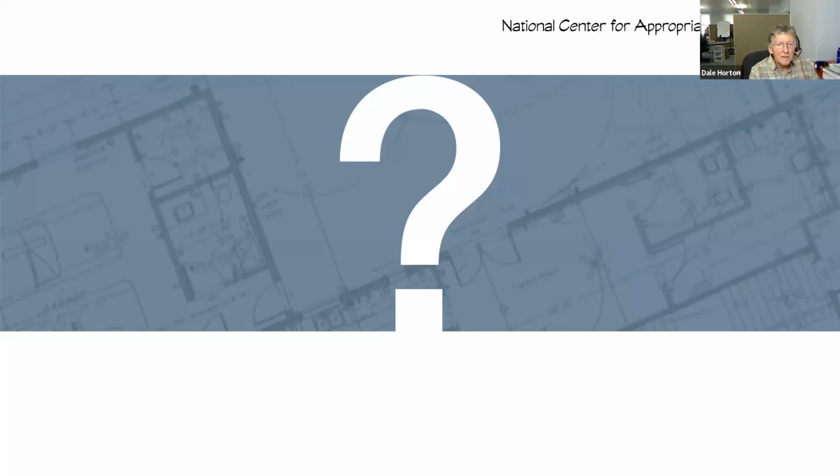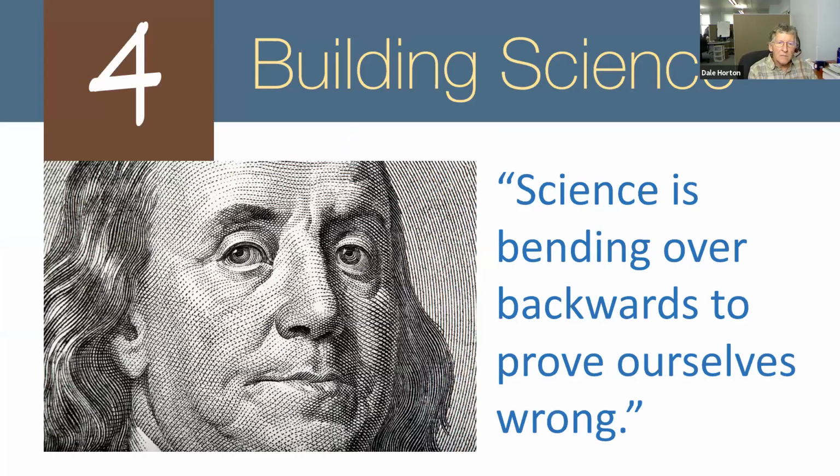So let's charge ahead. This is a question for Paul. I'm picking on Paul Cheetah with Montana Department of Environmental Quality, just because I can. So is this something Ben Franklin said? Science is bending over backwards to prove ourselves wrong. He's shaking his head. And once again, Paul is spot on. That was actually Richard Feynman, the physicist, who said science is bending over backwards to prove ourselves wrong.